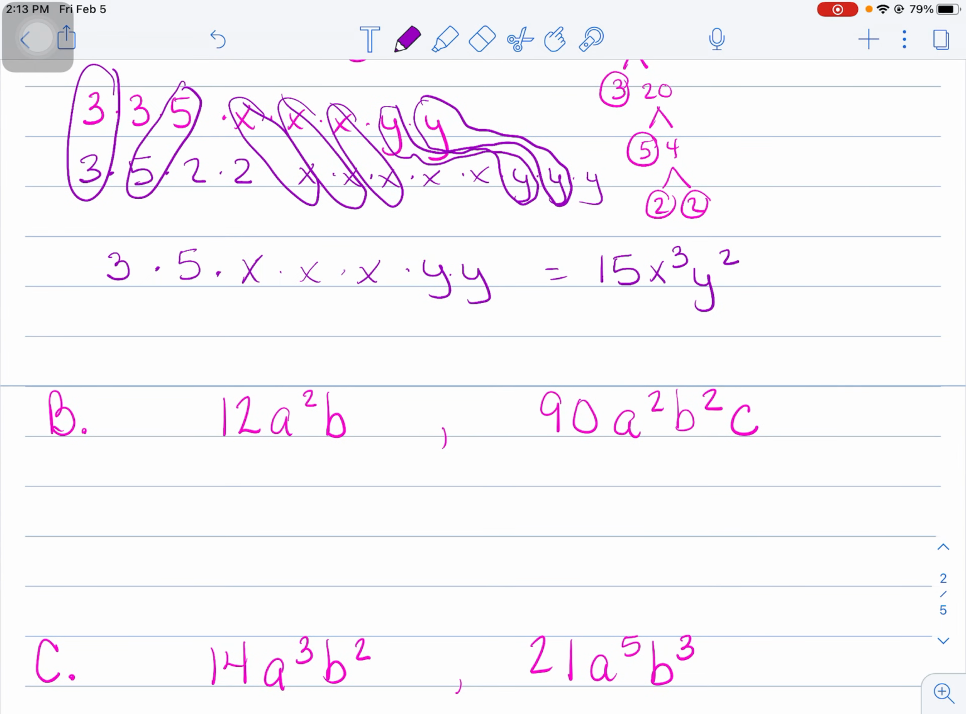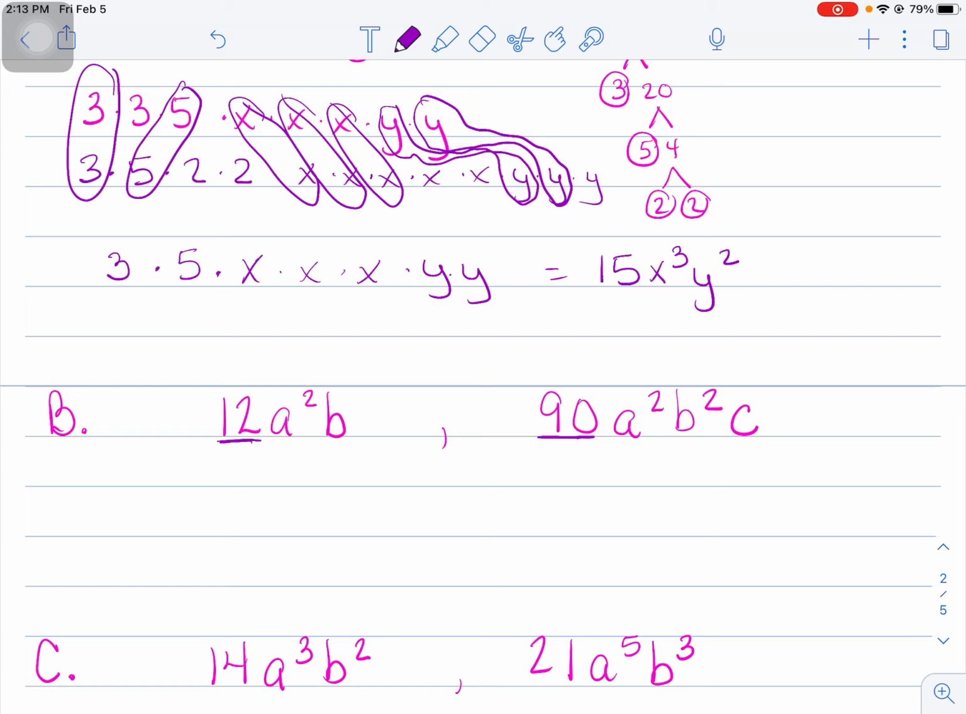This is why knowing your multiplication facts is very important, and knowing the factors of numbers, the numbers that multiply to make a number. So we're going to look at our numbers first. We're looking at 12 and 90, and we want to think of the biggest number that can go into both. Well, 12 can't go into 90 evenly, so we can't use 12. So we think about what's our next factor for 12.